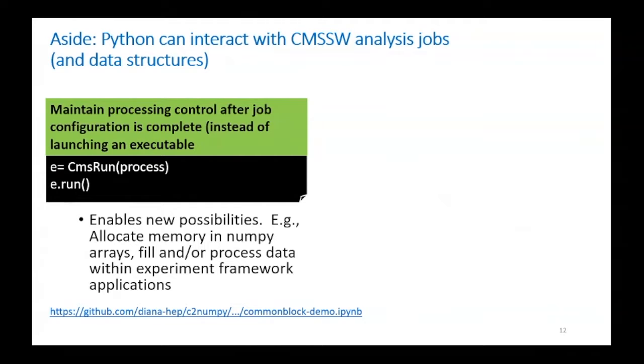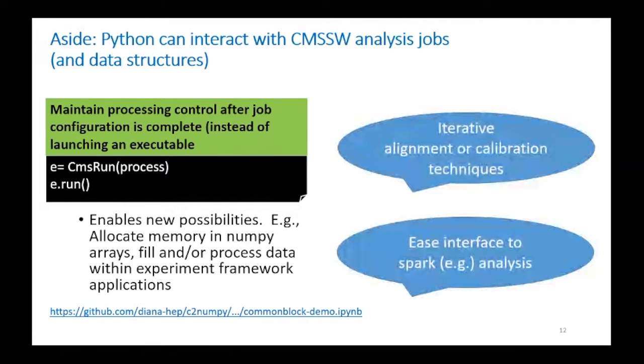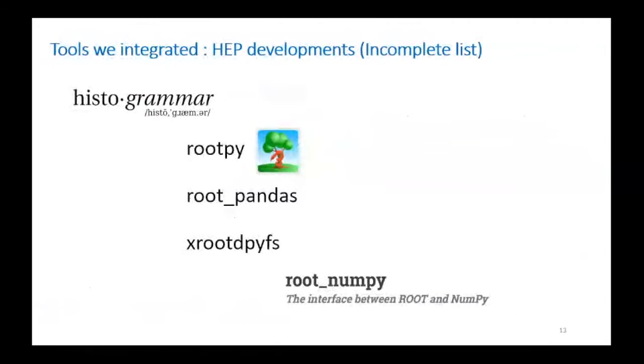And why is that useful? Well, 2 examples are, say you're doing an alignment, you'd like to be able to do an iterative process within your Python script. And another one is if you want to offload your data into Spark, you can avoid multiple data loading and unloading copies this way.